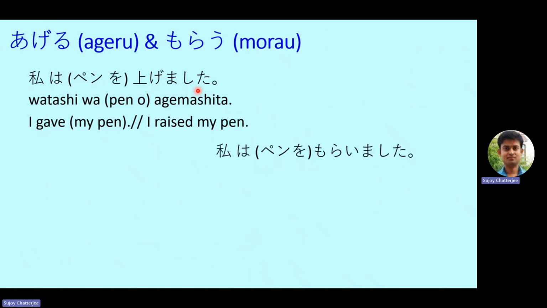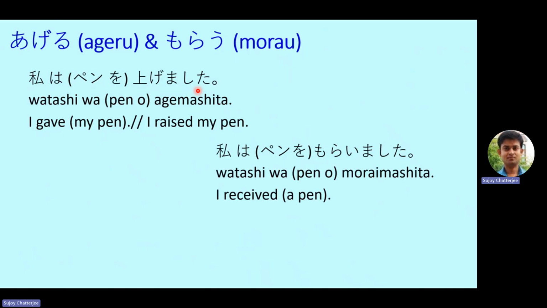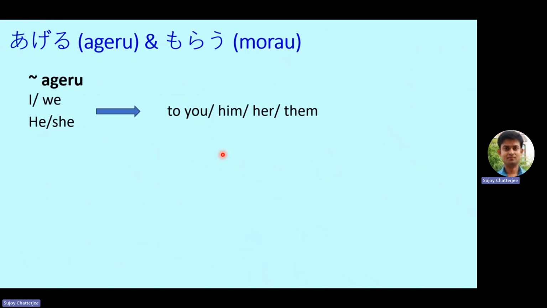Watashi wa pen o moraimashita. Very similar. I received a pen. In both the sentences, who is the subject? Watashi. I is the subject. So I am giving something, that's why watashi wa agemashita. And here I am the one who is receiving, so moraimashita belongs to me. Watashi wa pen o moraimashita. I received a pen, or I got a pen from someone.